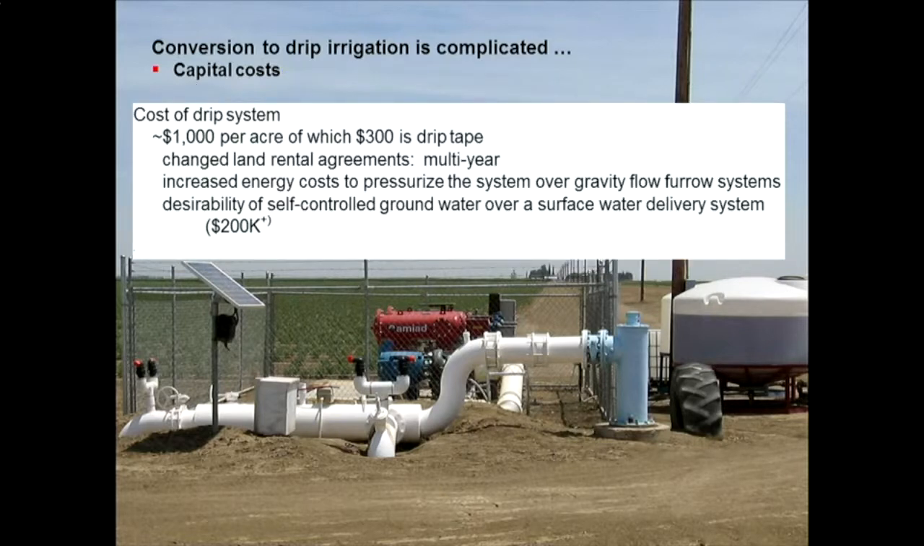If we looked at the cost of the system, I think our numbers are a little different than Dan Putnam's, but there's less drip tape in a tomato field. And for this annual crop, at least in our Central Valley, tomatoes are a driver for drip irrigation in our annual crops. Other crops follow the tomatoes in the rotation and take advantage of the drip tape, but tomatoes are the driver. About $1,000 per acre, $300 or so is the investment into this drip tape.